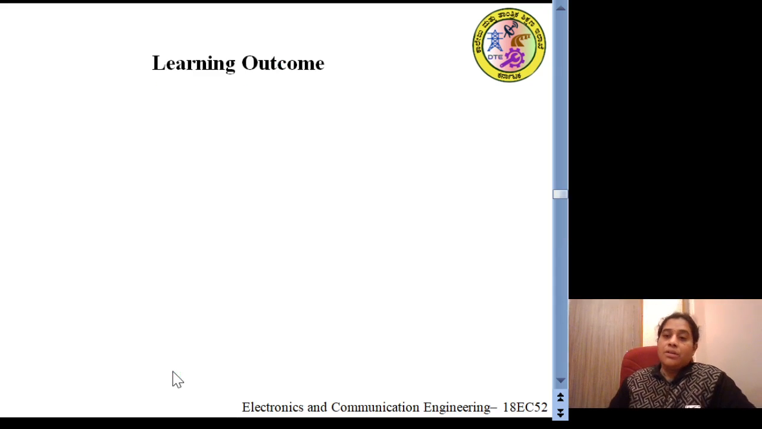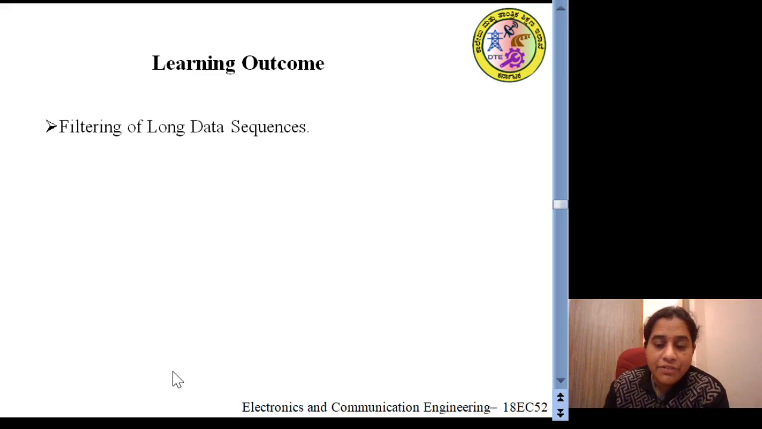So in this session, the learning outcome, the knowledge we got from this, is that we first considered filtering of long data sequences, that is for real-time signal processing. As they are longer than the data length, we are considering this. So the LTI system output, which is linear filtering.